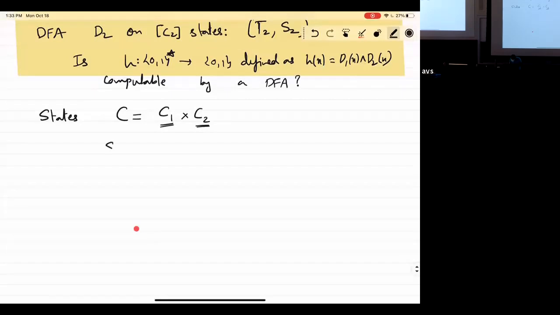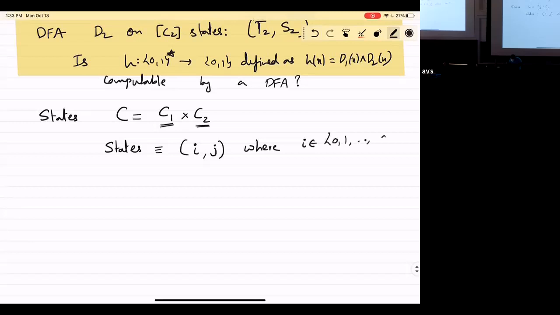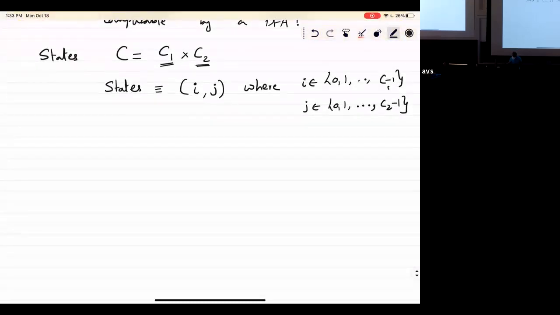So intuitively, I'm going to identify the states as a pair I comma J, where I belongs to 0, 1 to C1 minus 1. So I'm going to keep track of the memories of both of the finite automata and update them simultaneously. So the transition diagram is going to be from the states to the states.